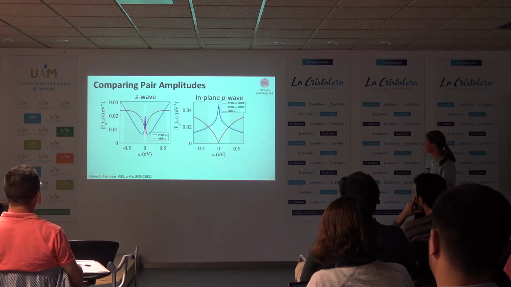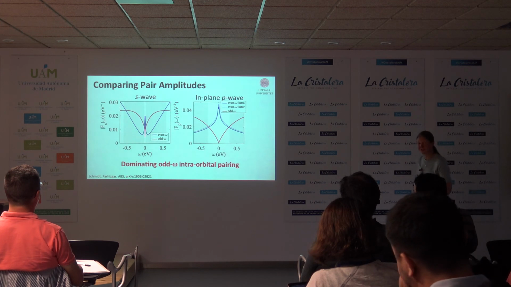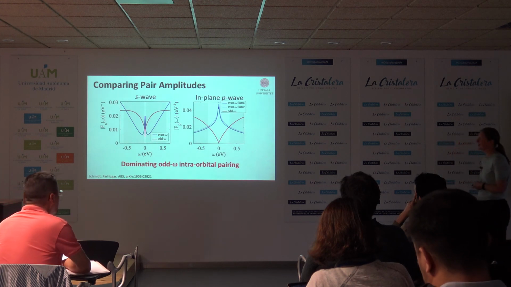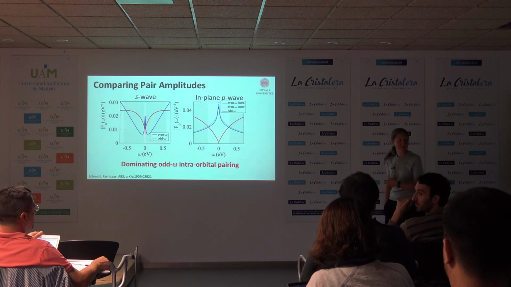I could also look at the in-plane P wave, and the same story goes there. The odd frequency is bigger than the even frequency. So over a rather large range of frequencies, the odd frequency is not small here. The odd frequency is actually very big. It's even bigger than the assumed pairing that we had.